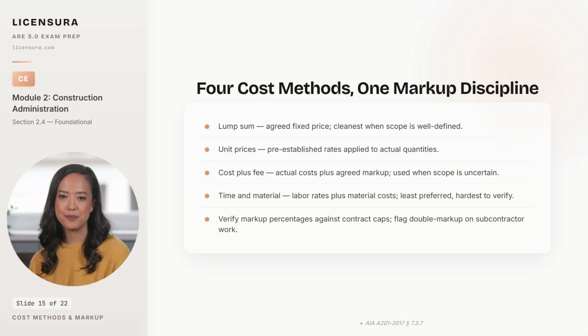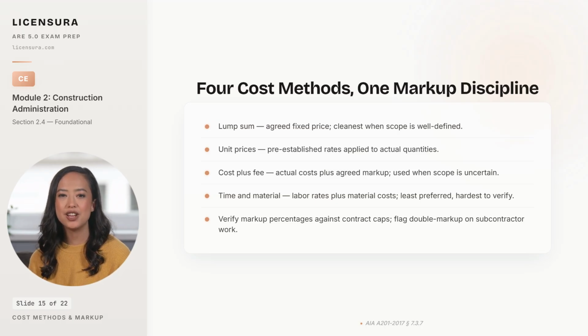And across all 4 methods, the markup discipline is the same. Verify the proposed markup against the contract caps written into the supplementary conditions. Standard caps are typically 15% on direct work and 5 to 10% on subcontractor work, and the architect's job is to flag double markup, the general contractor marking up the subcontractor's already marked up price, because double markup is one of the most common forms of overcharging the firm sees on a busy project.